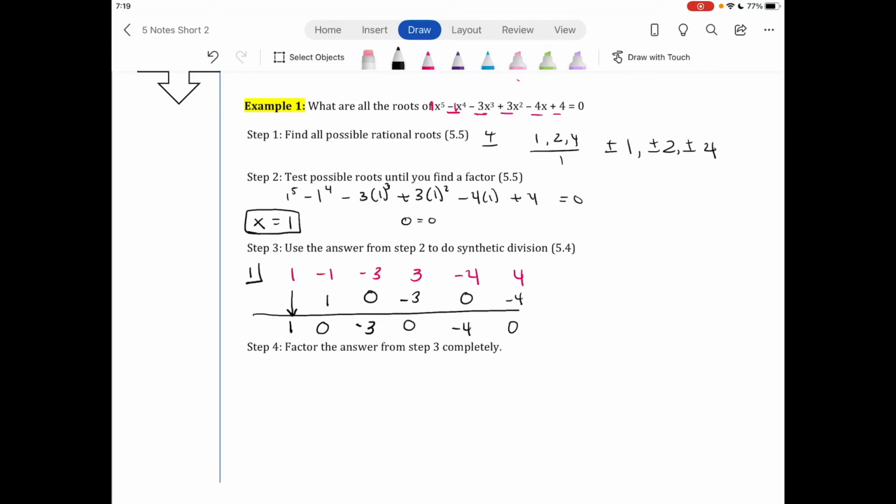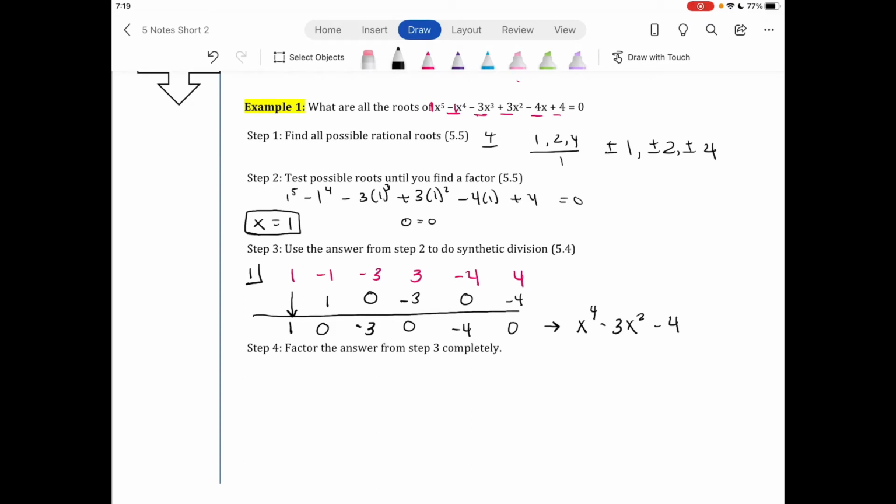We now need to turn these coefficients into the actual quotient. Since we start off with an x to the 5th power, we are now starting off with an x to the 4th power. We have 0x cubed minus 3x squared. We have 0 x's and then negative 4 for the constant. So here is our quotient.